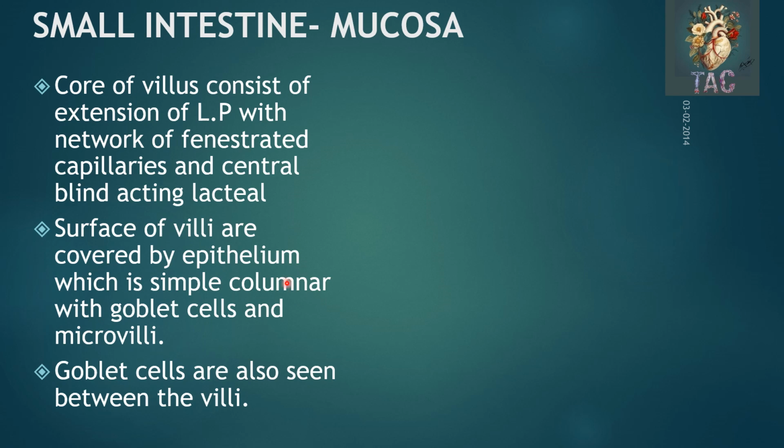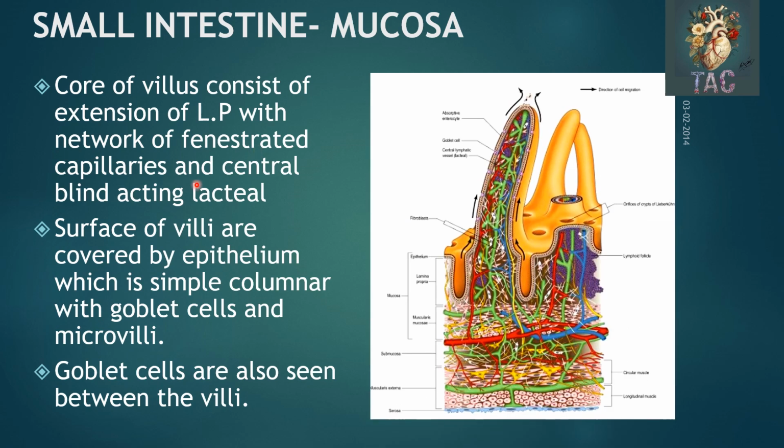So the core of the villus consists of an extension of the lamina propria with a network of fenestrated capillaries and a central blind-ending lacteal, which is present over here. The surface of the villi is covered by epithelium. This epithelium is simple columnar in nature with goblet cells and a large number of microvilli. The goblet cells are seen between the microvilli.